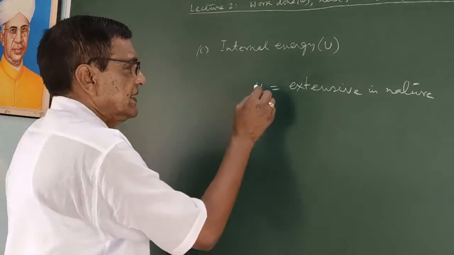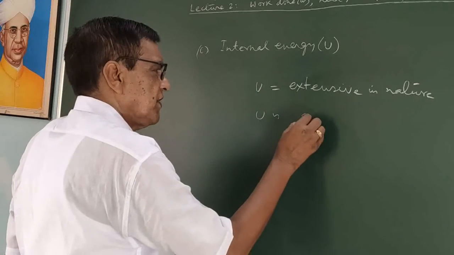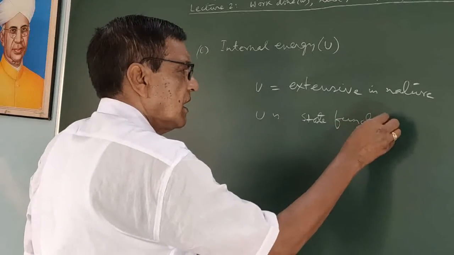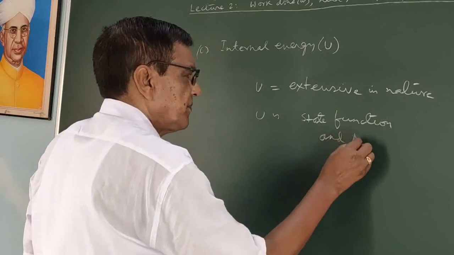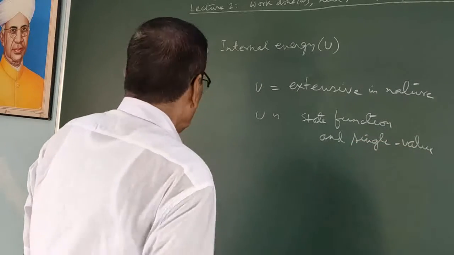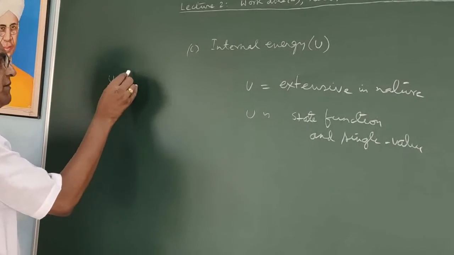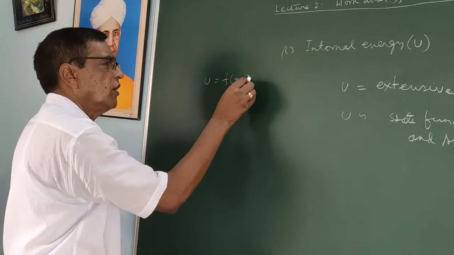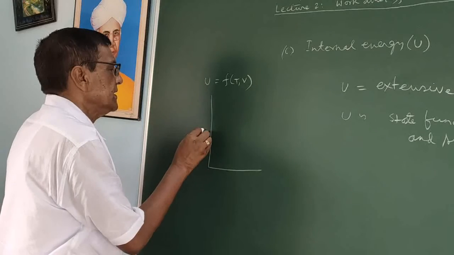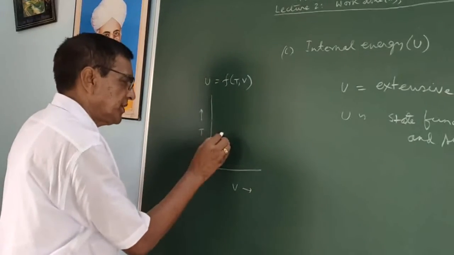Not only that, this U is a state function and single valued. We may draw one picture. Suppose U is a function of temperature and volume. So we can draw a diagram. This is the temperature and this is the volume, and this is the point.